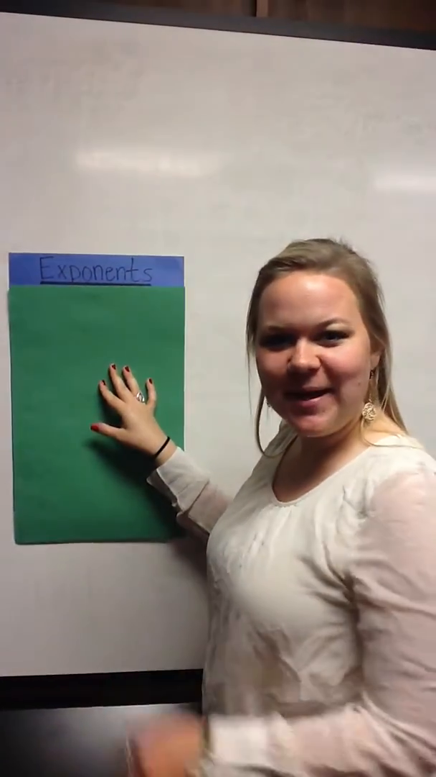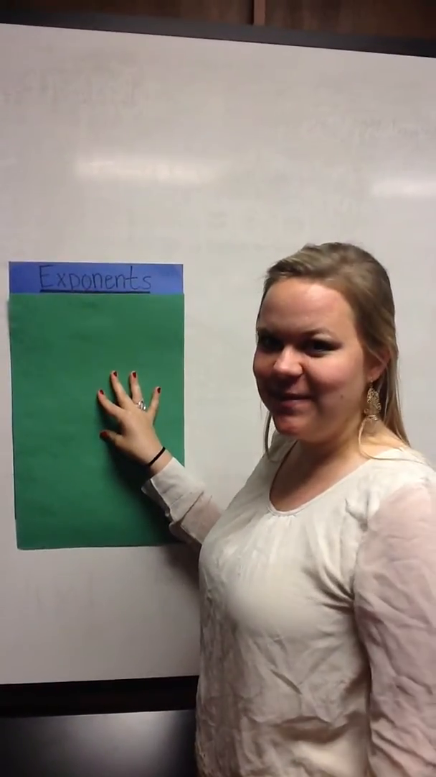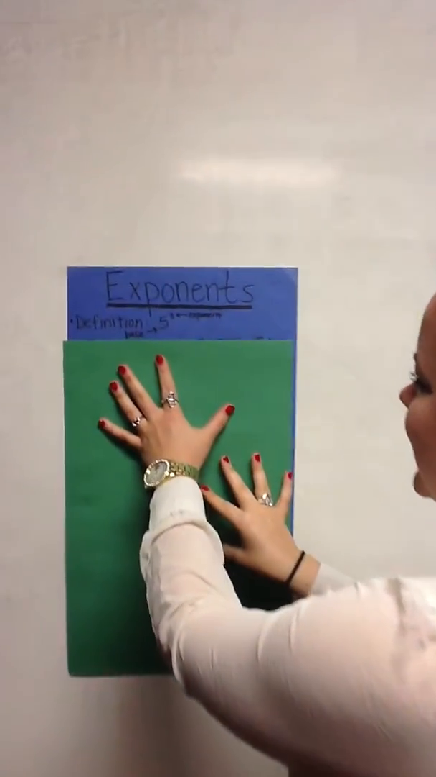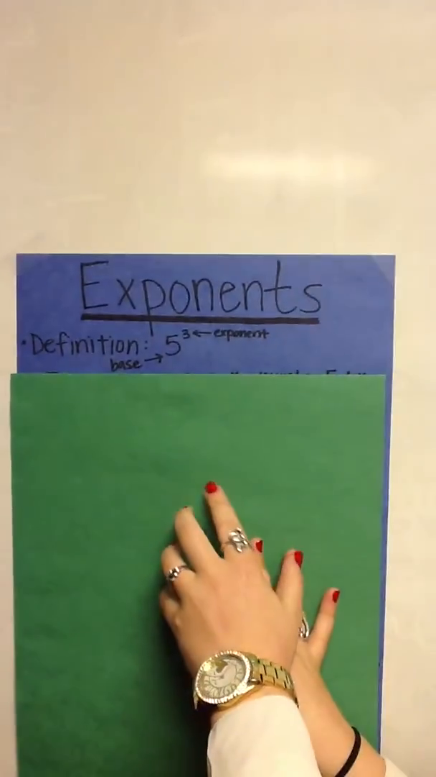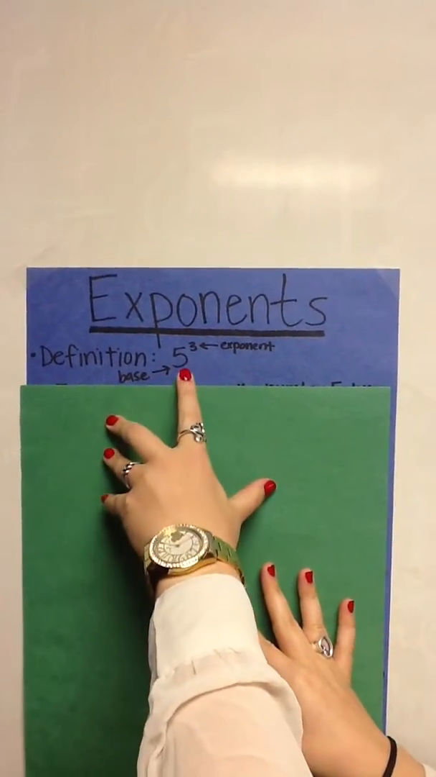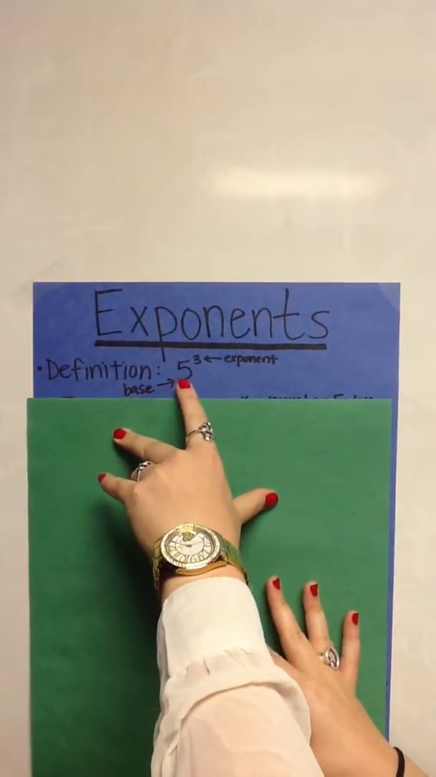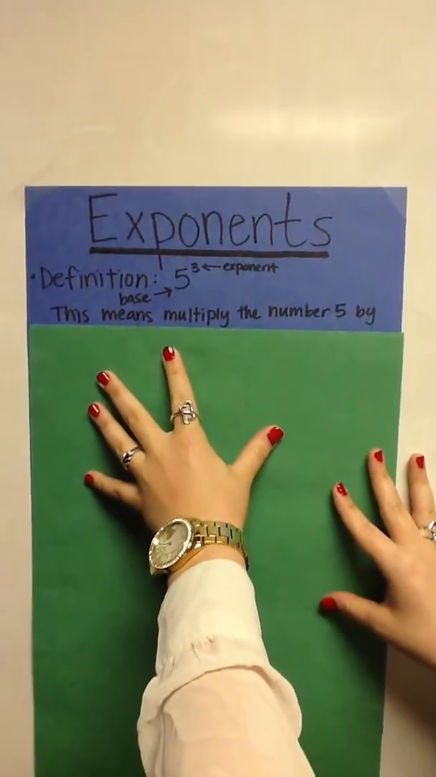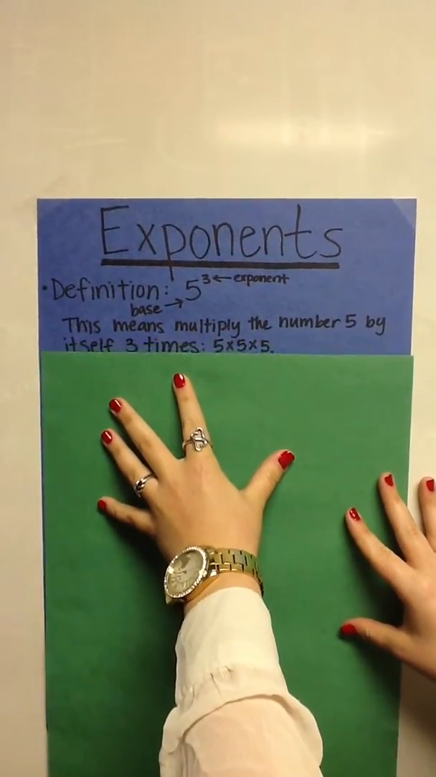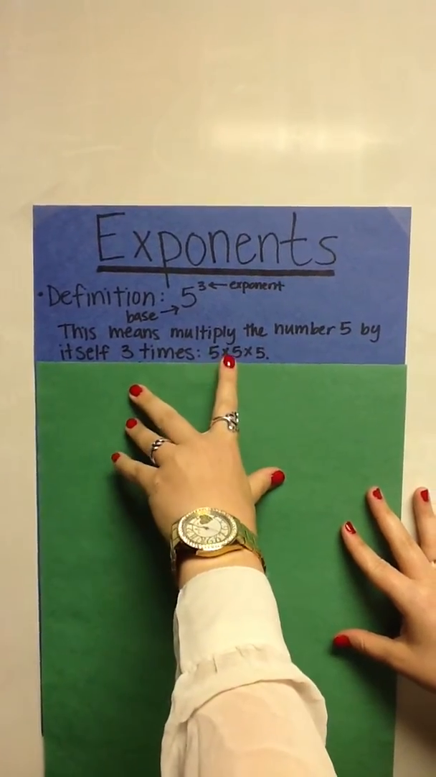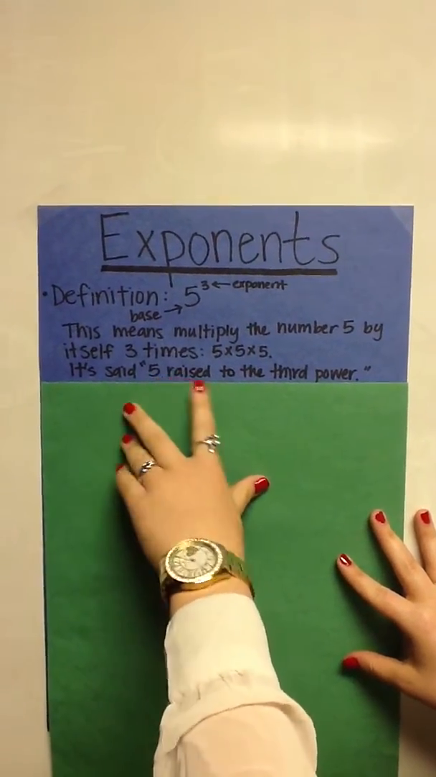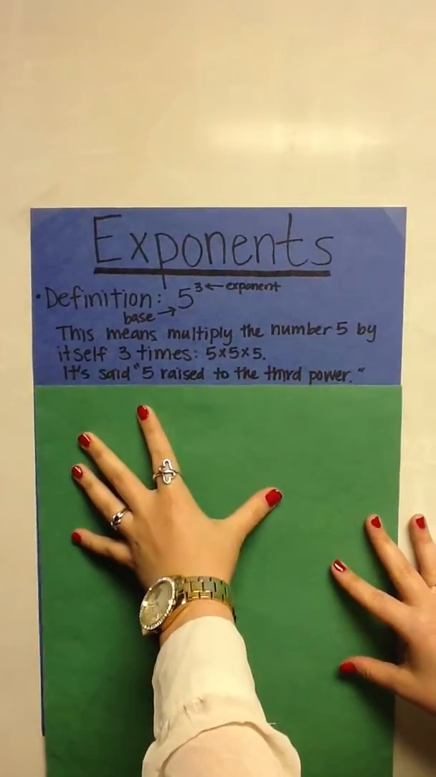Today we are going to talk about exponents, so make sure you have your fill-in-the-blank notes out and follow along with me. The definition of an exponent: if you have 5 to the third, 5 is your base, where 3 is your exponent. This means multiply the number 5 by itself 3 times, so 5 times 5 times 5. It is said 5 raised to the third power.